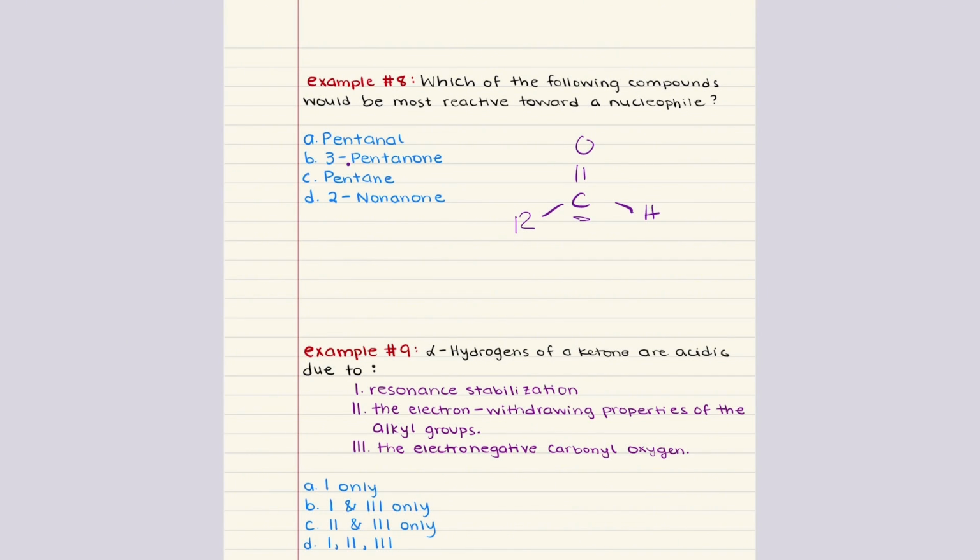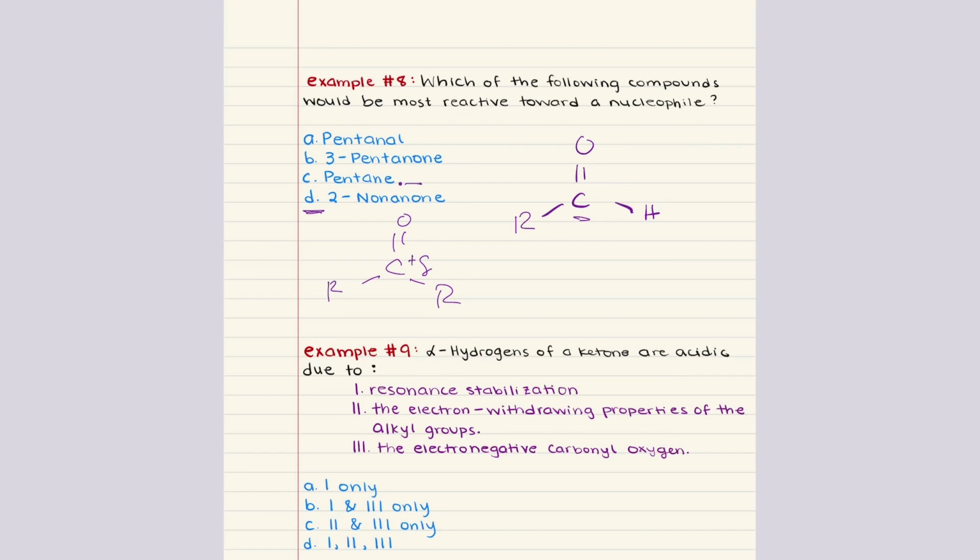Then B says 3-pentanone. This is going to be a ketone, so the carbonyl carbon is attached to two alkyl groups. These electron-donating alkyl groups are going to stabilize the partial positive charge on the carbonyl carbon, and that's going to make it less electrophilic than an aldehyde. Plus, there's more steric hindrance that reduces accessibility. The same goes for D, which is another ketone.